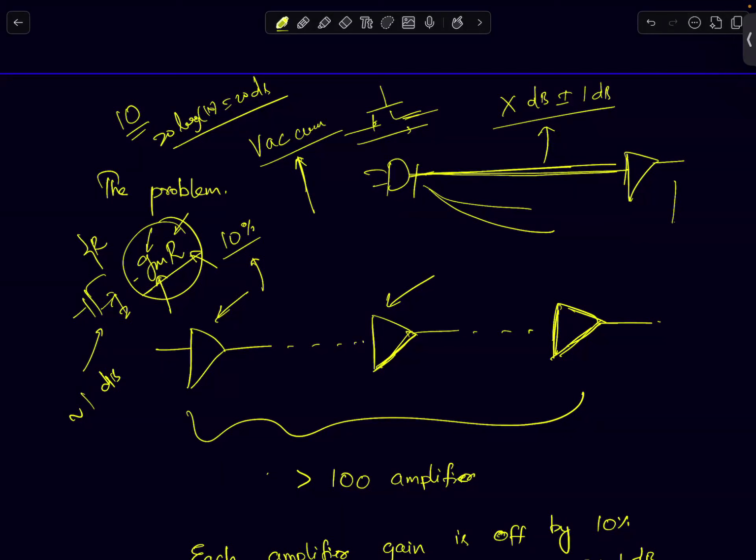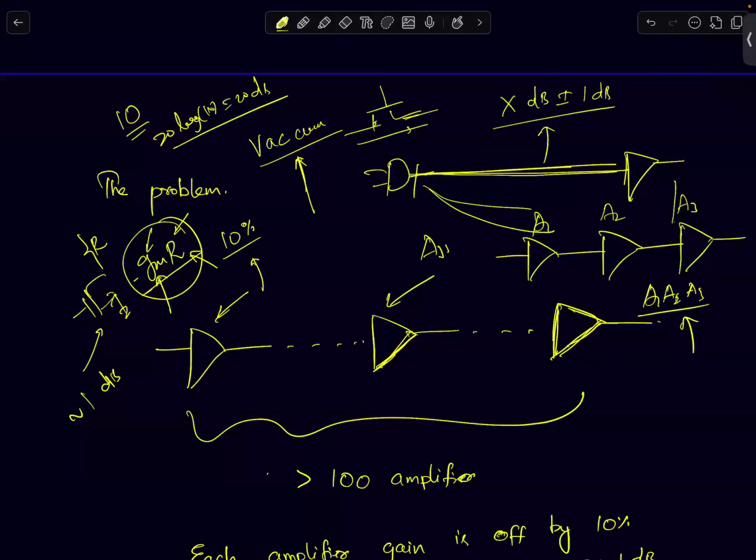Decibel is a relative comparison. Other advantages: let's say I take three amplifiers with gains A1, A2, A3. What is the overall gain? It's the product, right? A1 times A2 times A3 is the overall gain. If I express my gains in decibels, let's call them A1 dB, A2 dB, A3 dB, what is the gain of the overall three-stage amplifier?